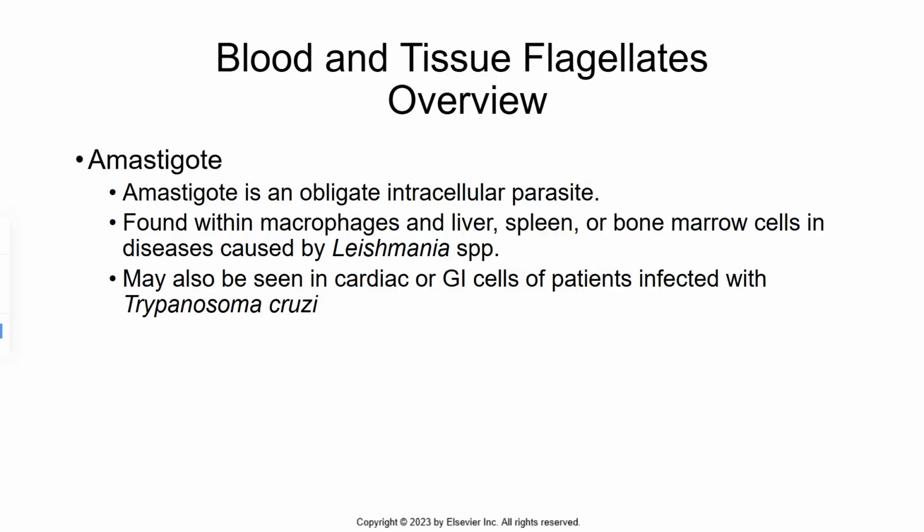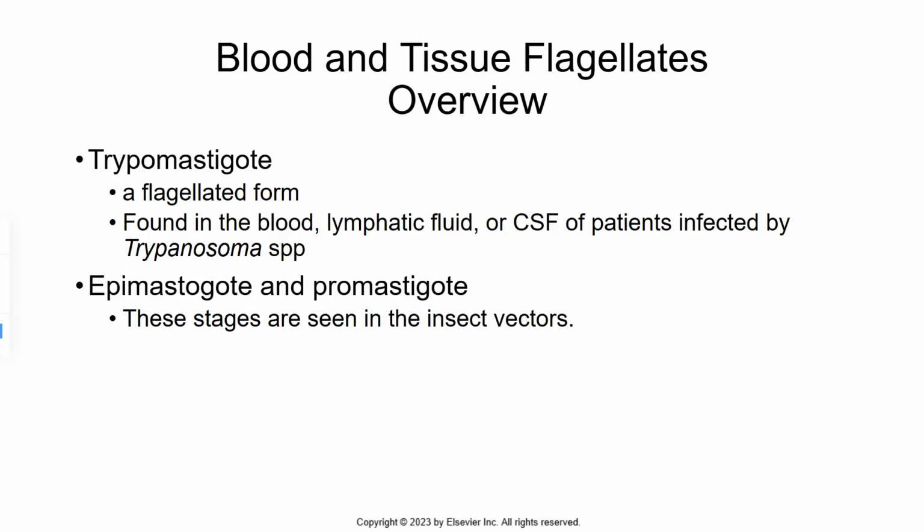Amastigote is an obligate intracellular parasite found within the macrophages in liver, spleen, or bone marrow cells in diseases caused by Leishmania. It may also be seen in cardiac or GI cells of patients infected with Trypanosoma cruzi. The trypomastigote is a flagellated form found in the blood, lymphatic fluid, or CSF of patients infected by Trypanosoma species. The epimastigote and promastigote are stages seen in the insect vectors.